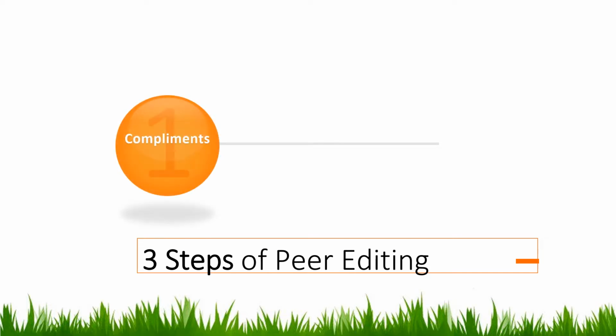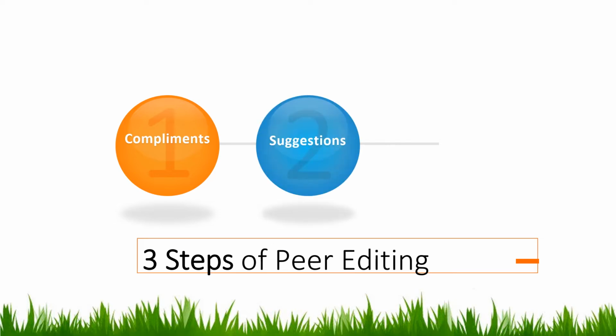There are three basic steps for peer editing. The first step is to compliment. Say something you like. The second step is to make suggestions. What do you think maybe the person can change about their paper? And then the third thing is to make corrections.